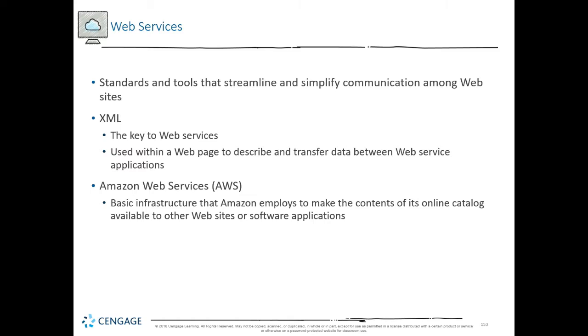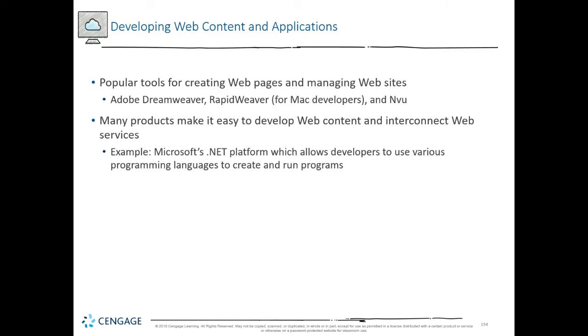Web services. Standards and tools that streamline and simplify communications among websites. XML, the key of the web service, is used within a web page to describe and transfer data between web service applications. Amazon Web Services, AWS, is basically the infrastructure that Amazon employs to make the content of its online catalog available to other websites or software applications.